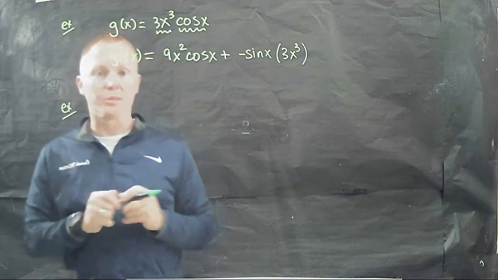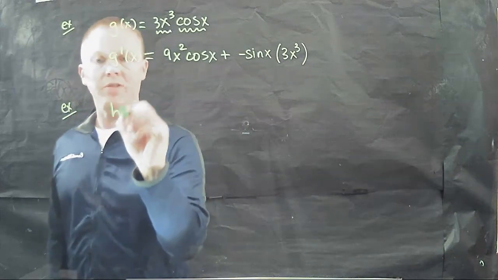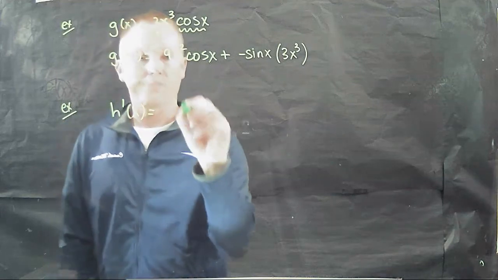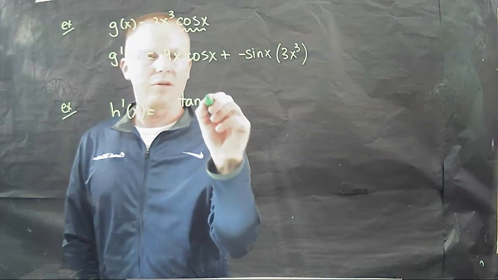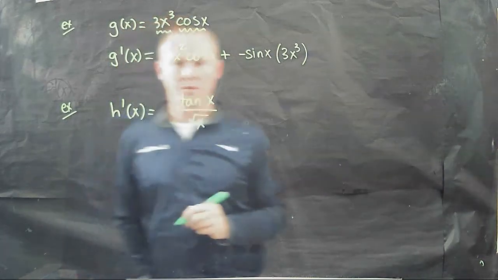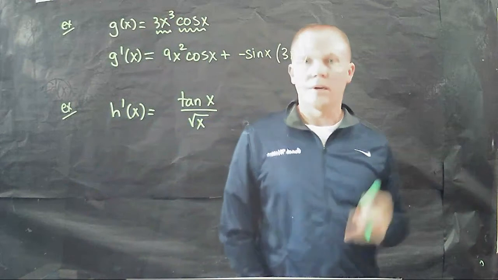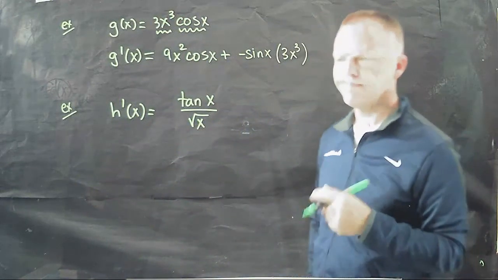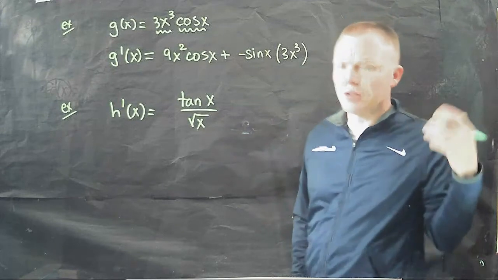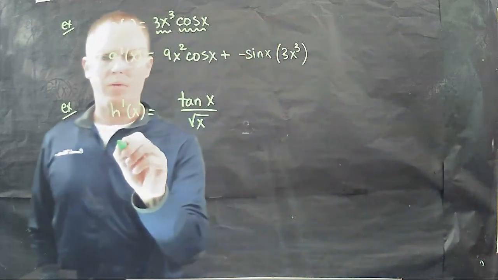How about h of x equals, how about, say, tangent of x over radical x? Okay? Now, hopefully you're thinking to yourself, I think I want to write that radical x is x to the 1/2 because it helps me do the power rule.